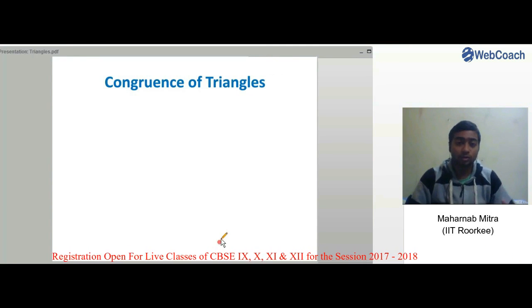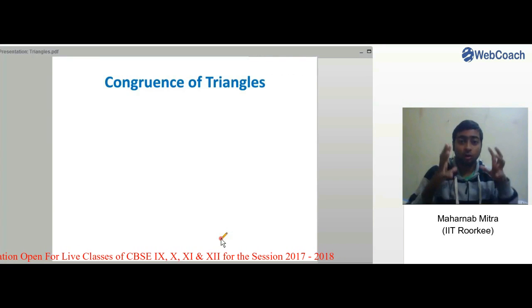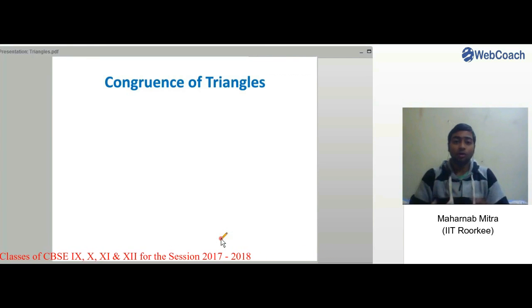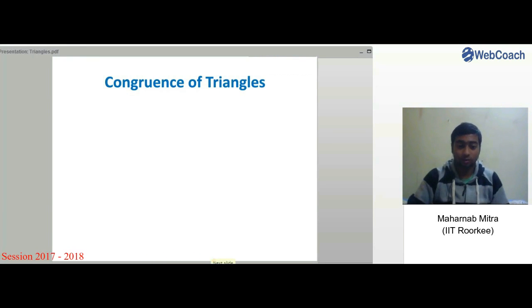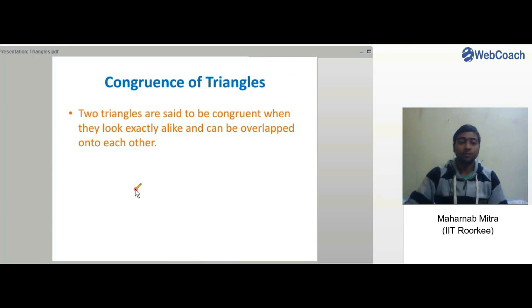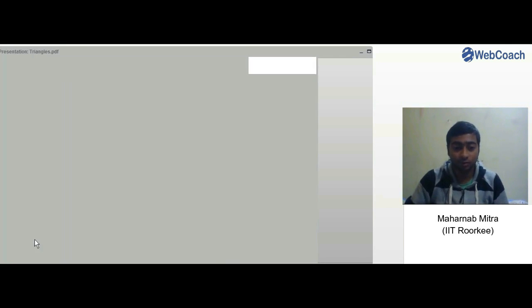So what do you mean by the term congruence? Actually, the term congruence means being equal. Congruent means being equal or exactly alike. So let's see what this term means. Two triangles are said to be congruent to each other when they look exactly alike and can be overlapped onto each other. Two triangles, when they look exactly alike, or you can say one can be overlapped on another, are said to be congruent to each other.